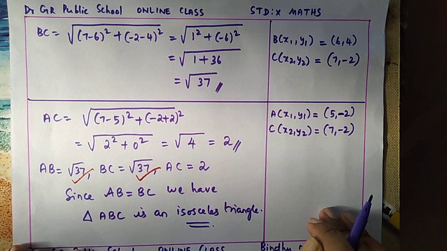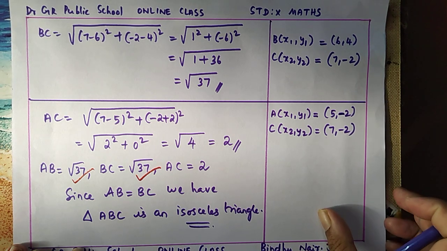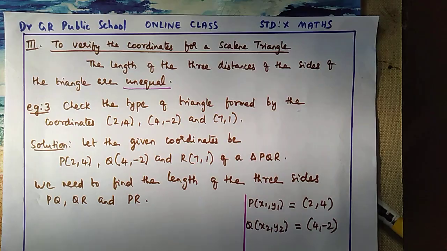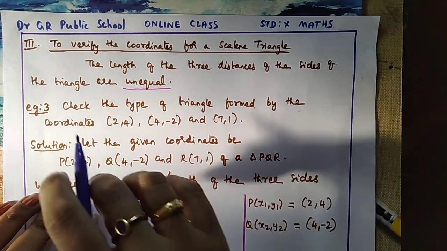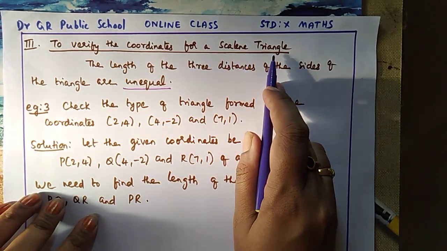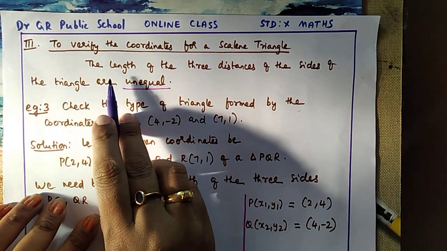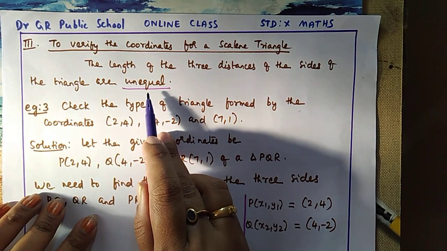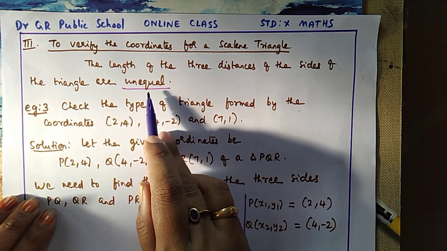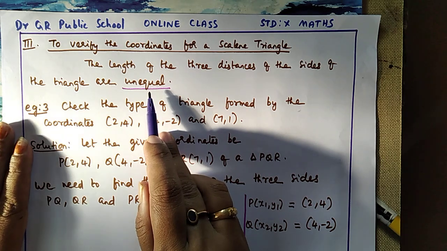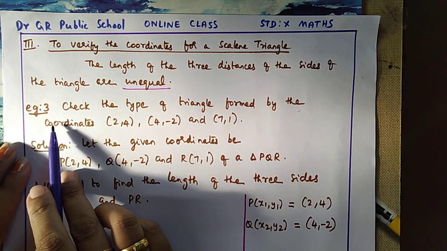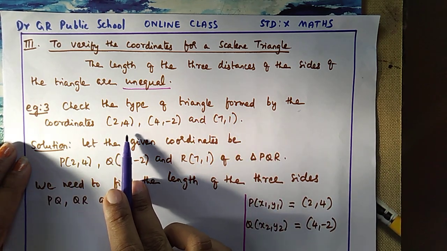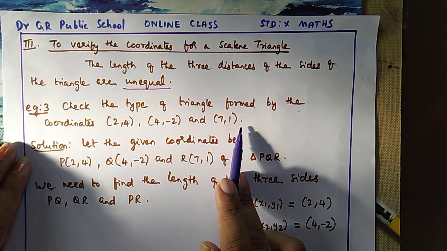Right. So we can see now the third type of triangle. Yes, what is the third type? To verify the coordinates for a scalene triangle. And you know what is scalene triangle? The length of the three distances of the sides of the triangle are unequal. If all the three lengths came unequal, then the triangle is a scalene triangle. See the question for this type. Check the type of triangle formed by the coordinates 2, 4, 4, minus 2 and 7, 1.